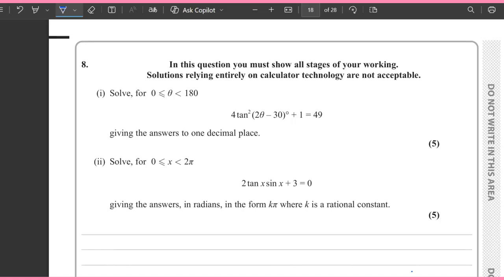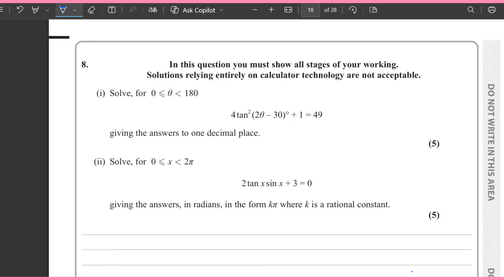Now, welcome back. Let's look at question number 8. Question number 8 says: solve for 4 tan squared of (2 theta minus 30) plus 1 equals 49, giving the answer to one decimal place. So that is the instruction.